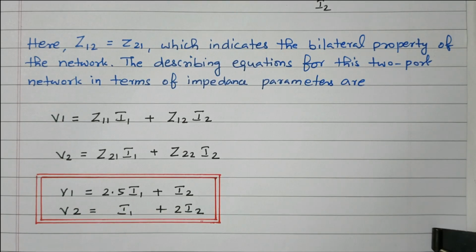So in this problem we calculated the Z parameters for the given network. The 4 impedance parameters were calculated. The first two parameters were calculated by making the output port open circuited, and the remaining two by making the input port open circuited. We concluded that this network is bilateral because both transfer impedances are equal. And we also framed the general impedance equation for the network.